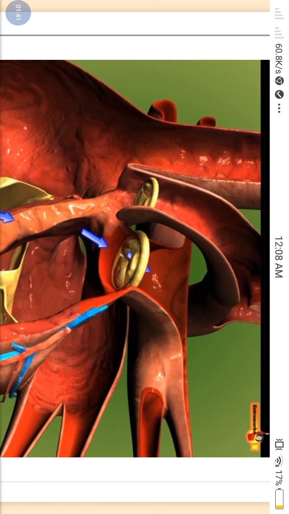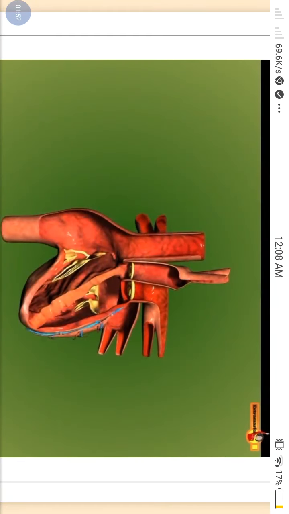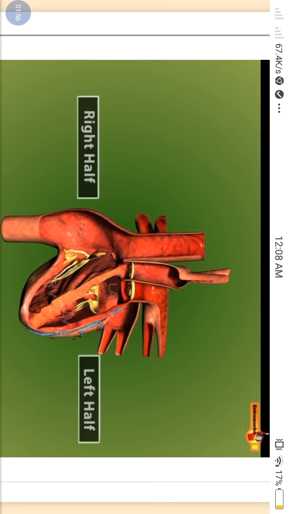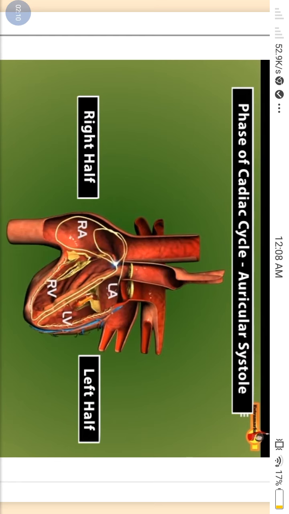Similarly, in the left half of the heart, during complete diastole, blood is poured into the left auricle by pulmonary veins. As the bicuspid valve is in a relaxed state, the blood flows directly into the left ventricle. As soon as the electric impulse from the SA node reaches the left auricle, it starts to contract in the phase of auricular systole. This pushes the blood into the left ventricle.